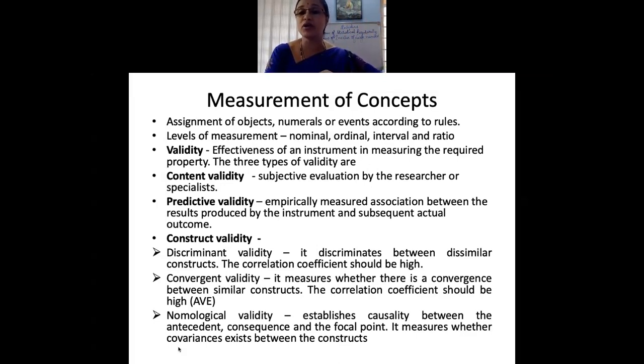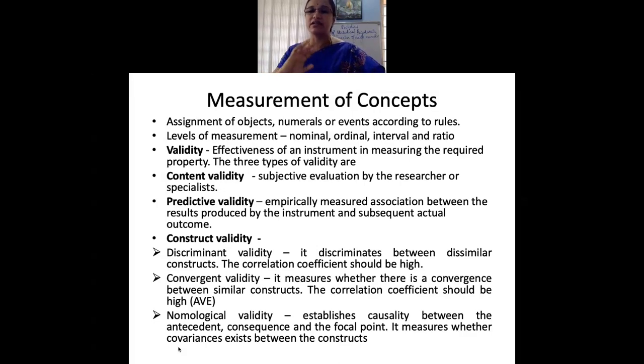But when does the problem arise? The problem arises in social and psychological research where the concepts are abstract. When concepts are abstract, I cannot use the same abstract concepts in preparing my questionnaire. I have to make them measurable. So when I'm making them measurable, I should come to know that whatever I am measuring is actually measuring what I intend to measure. So for that, there are three types of validity. The first type of validity is called content validity.